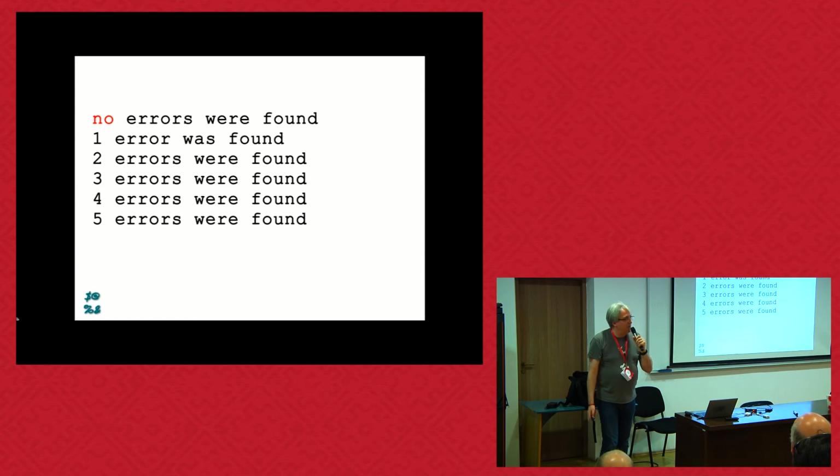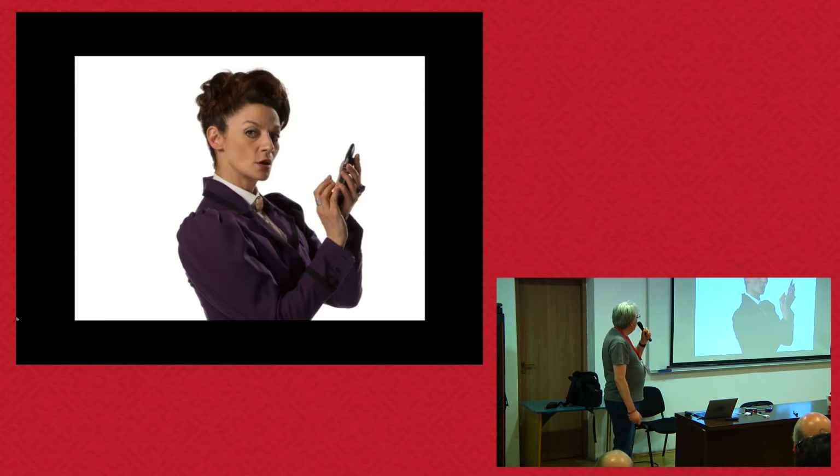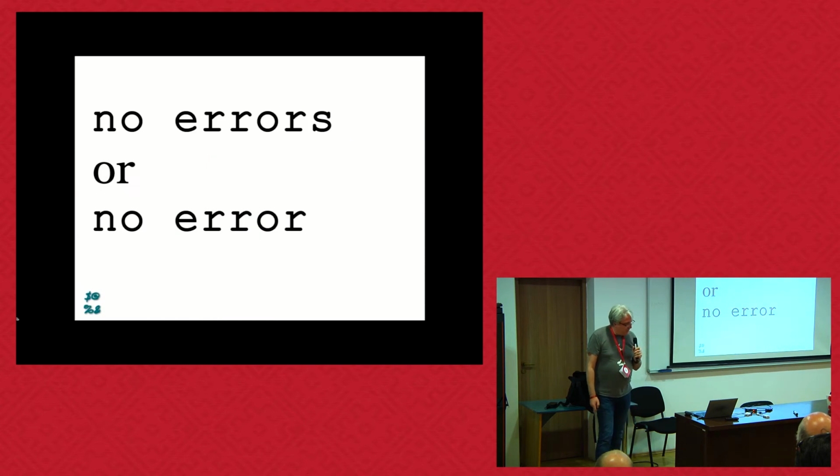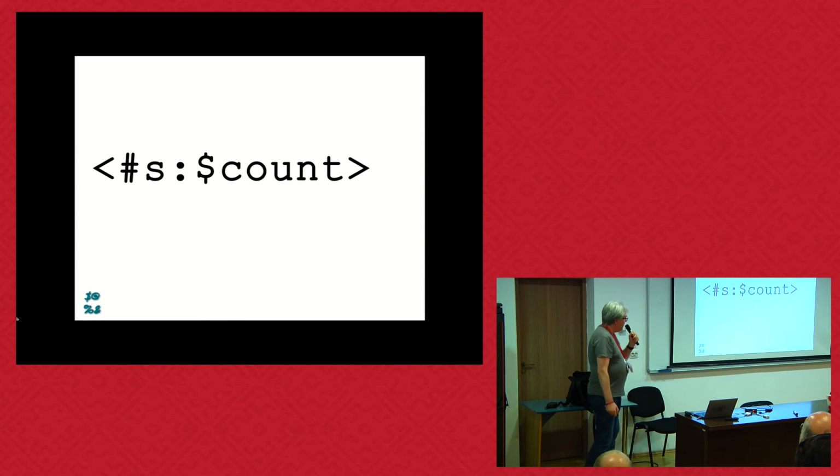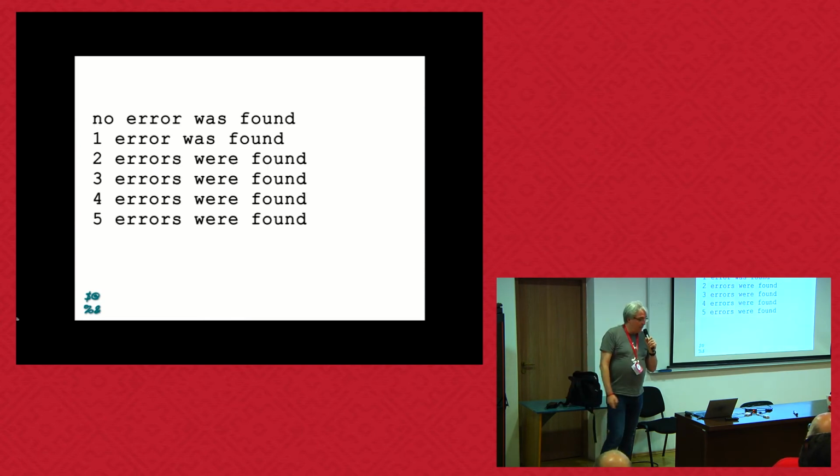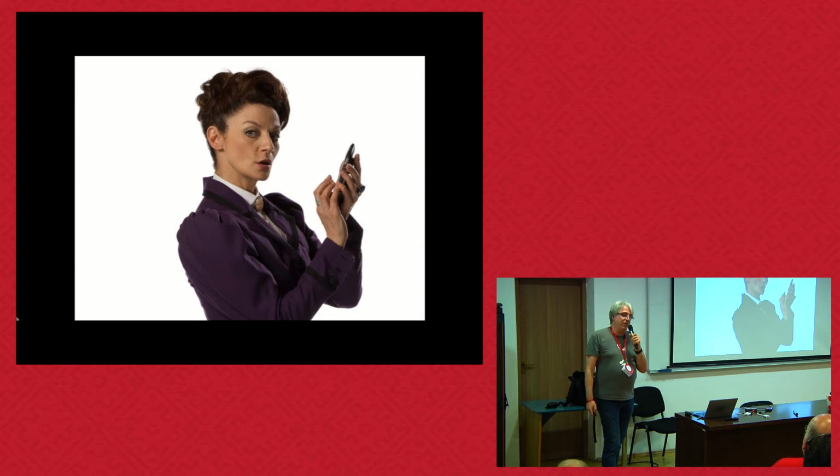So you show that to the product owner. Can we go to the pub? Well, sometimes, is it best to say no errors or no error? Well, to be honest, I don't really care. But there's an s that you can pass, and then it will say no error, as opposed to no errors. So whatever the product owner of the week wants, you can just change that character and get whatever they want. Still can't go to the pub.